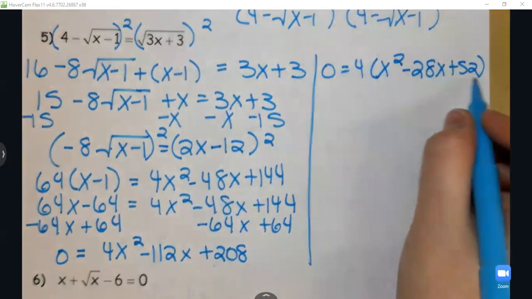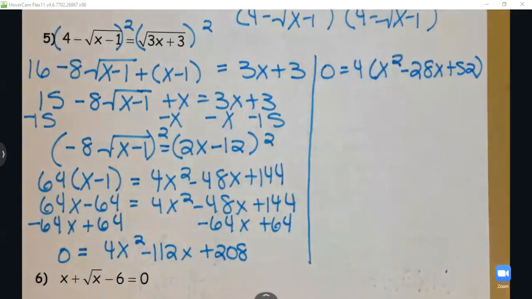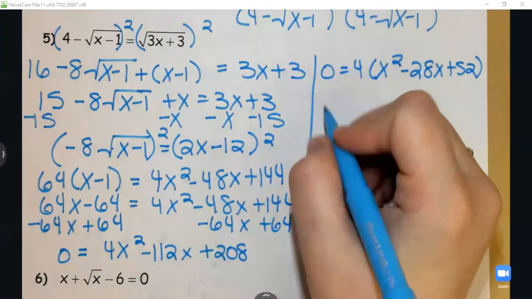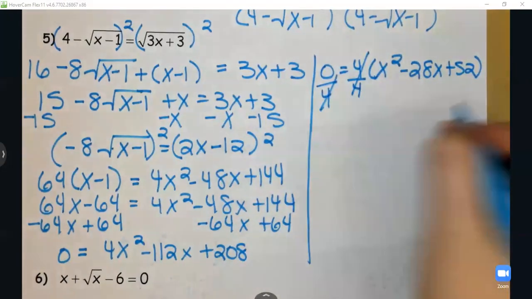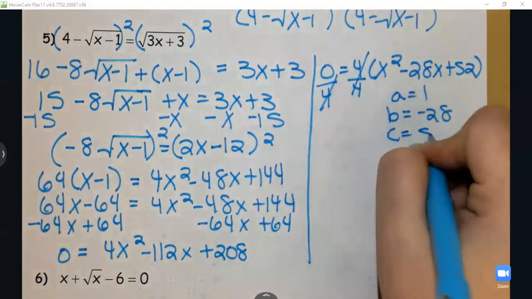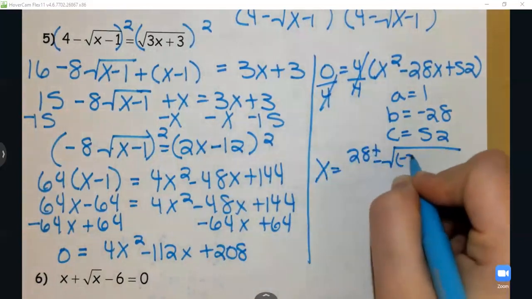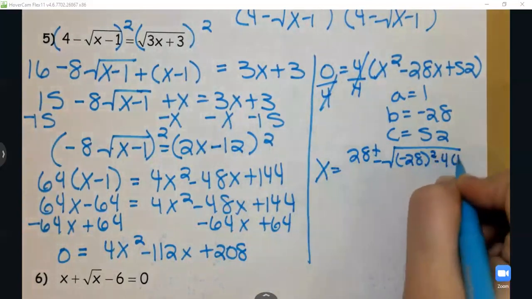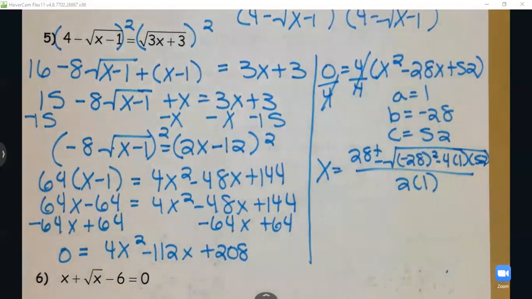Okay, so looking at what's inside, you can actually factor this, but I want to practice using the quadratic formula because there might be a situation where it doesn't factor. So let's practice using our quadratic formula to solve this. So the 4 we can divide by 0 and it will cancel out. So a is 1, b is negative 28, and c is 52. So x is equal to negative b plus or minus the square root of b squared minus 4ac, all over 2a. And we are going to use our calculator for this bit.